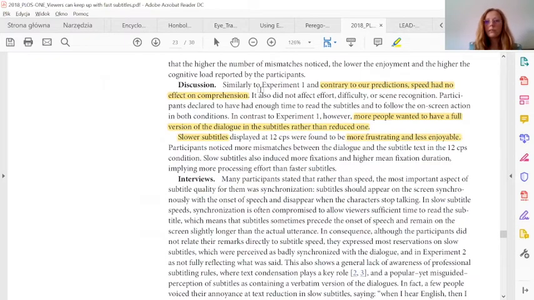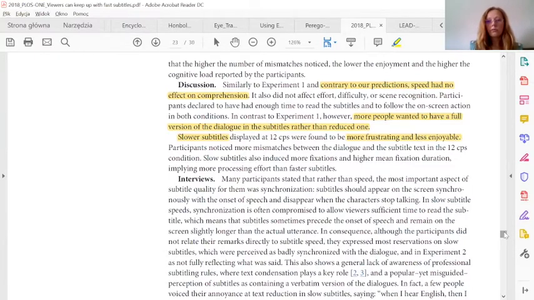Discussion. Similarly to experiment 1, so we see that there is a similarity, and contrary to our predictions, speed has no effect on comprehension. Also, in contrast to the first experiment, more people wanted to have a full version of the dialogue in the subtitles rather than the reduced one. Slower subtitles were found to be more frustrating and less enjoyable. Right? So this is, yeah.